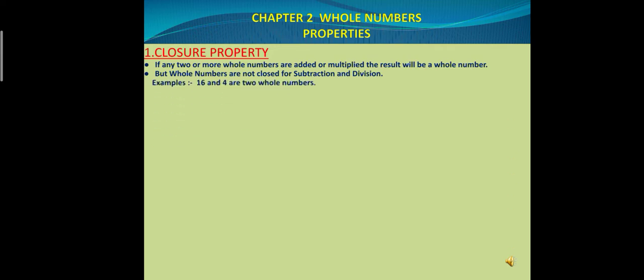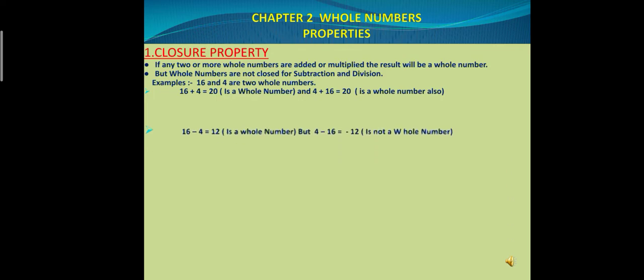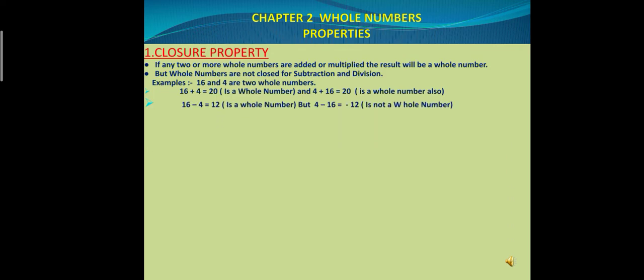Examples: 16 and 4 are two whole numbers. 16 plus 4 equal to 20. The sum is a whole number. 4 plus 16 is 20. It is also a whole number. But in case of subtraction, 16 minus 4 equal to 12 is a whole number. But when 16 is subtracted from 4, you will get minus 12, which is an integer. It is not a whole number.